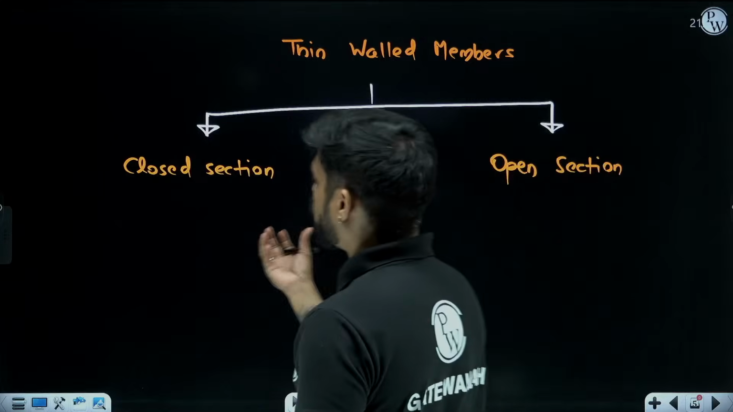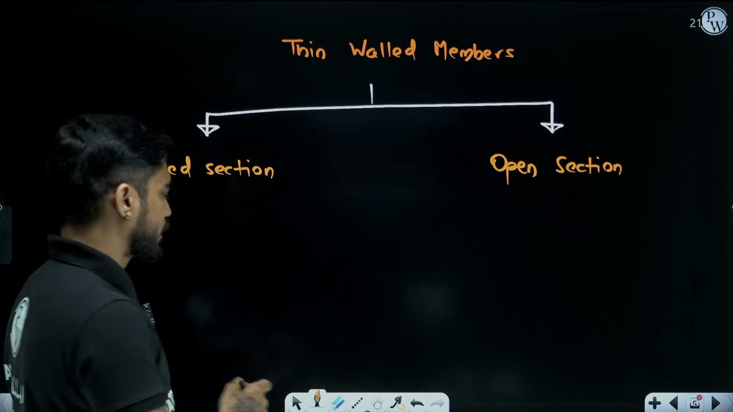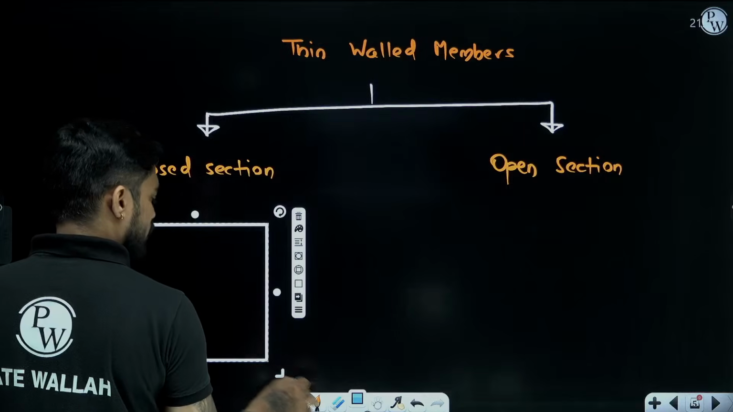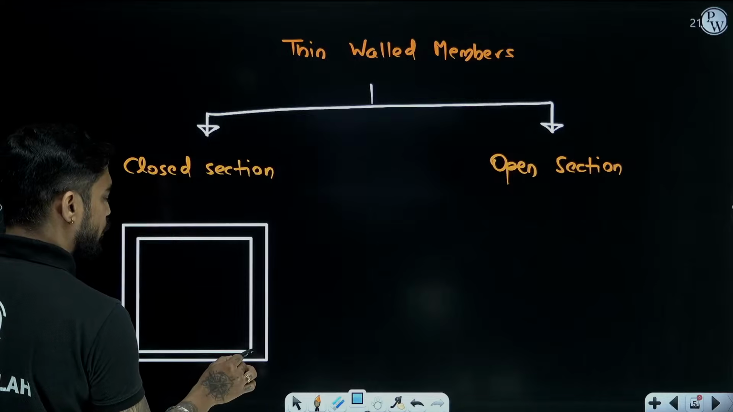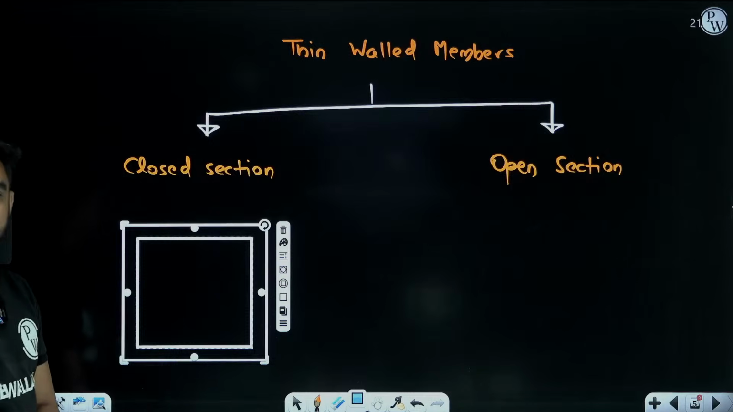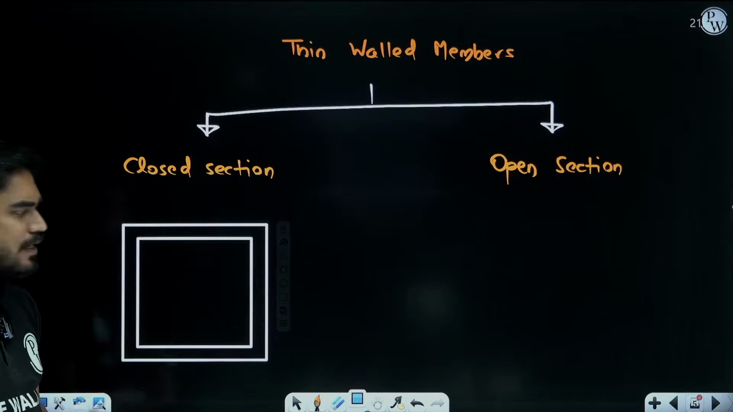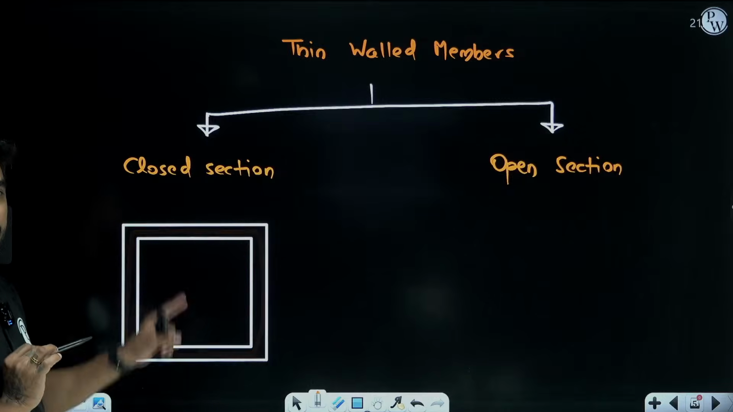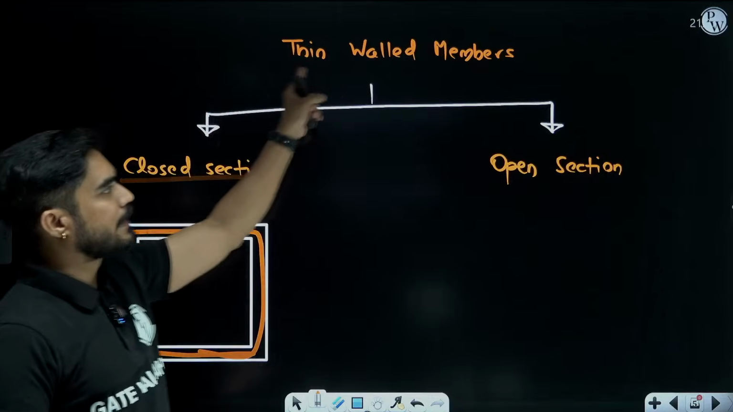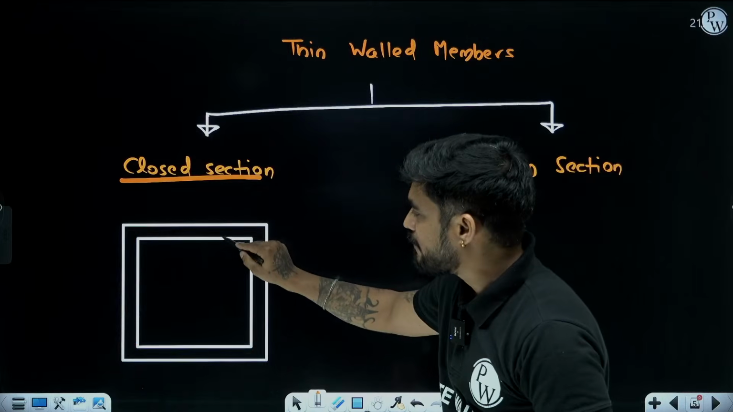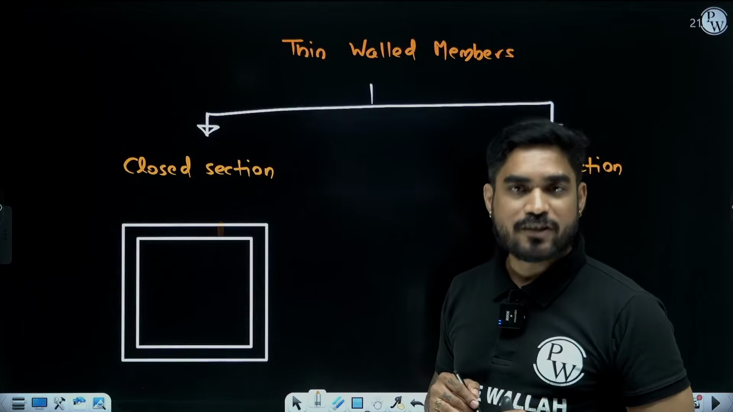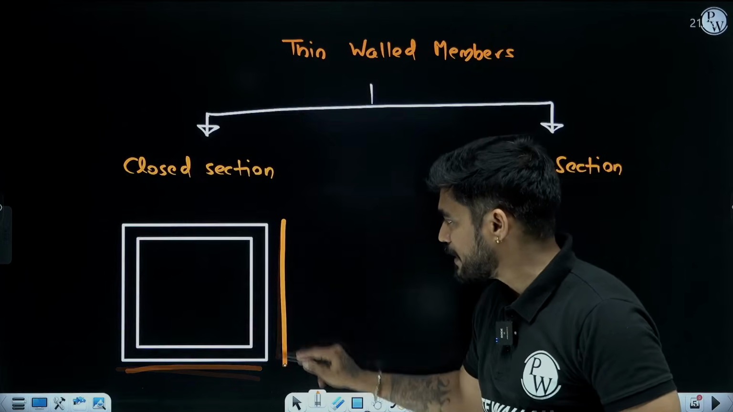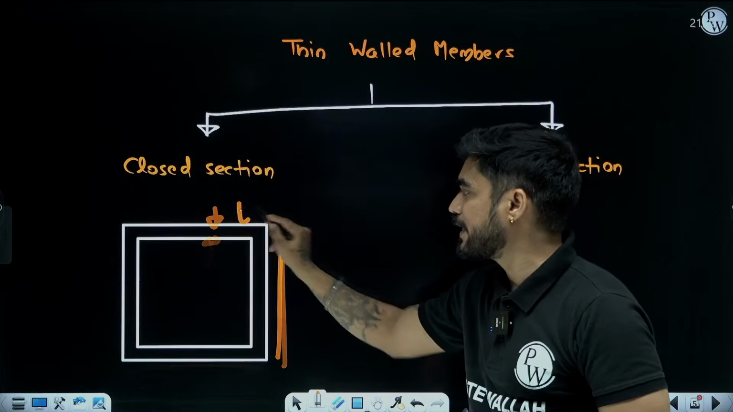What do we mean by closed section thin walled members? If you have thin walled members and the cross section is forming a closed loop, let's say like this. This is the cross section of the member, and you can see that this cross section is closed, right? So this is known as a closed section thin walled member. The thickness must be very low compared to the other dimensions of the cross section. Let's say this is the width, this is the height. Then compared to the width and height, this thickness is very small.